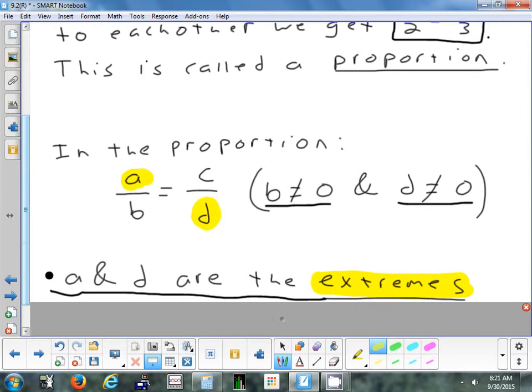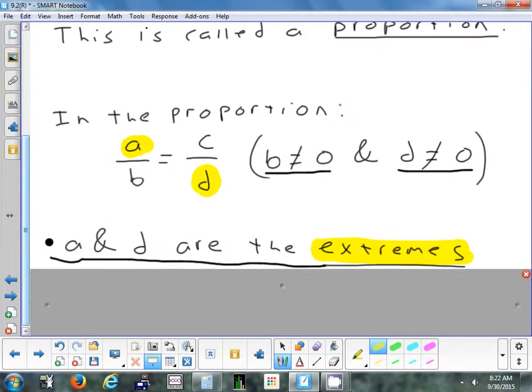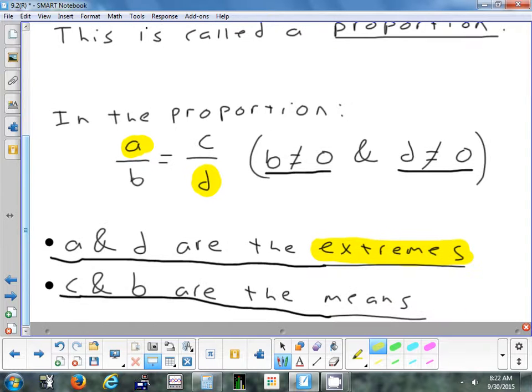All right. What are the other two letters we have on the diagonal in this proportion? Yeah, we've got B and C. And there's a name for those as well. Those are called the means. This one and this one are called the means.